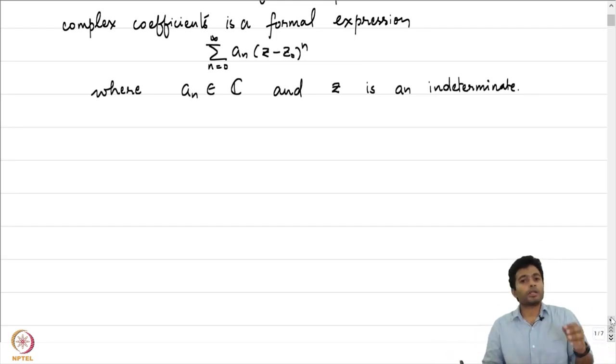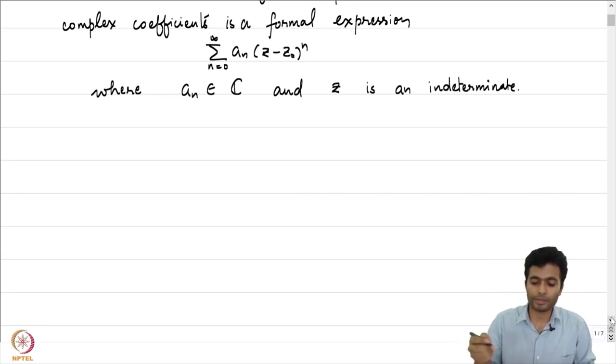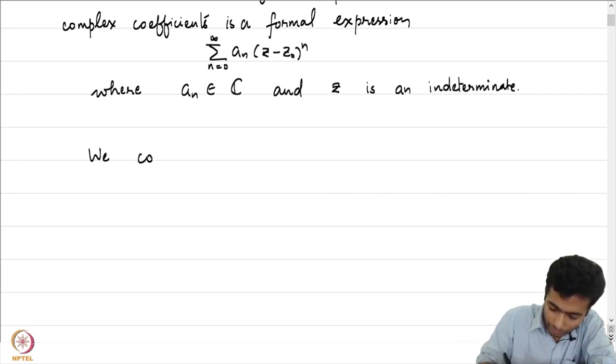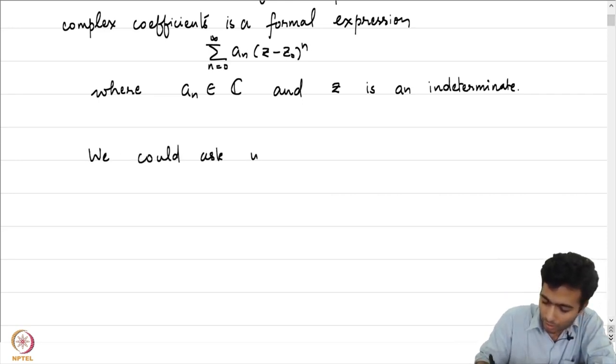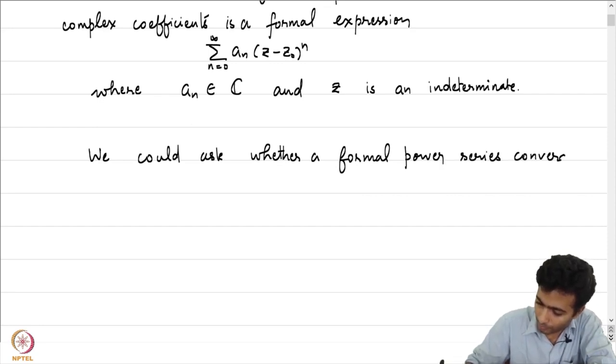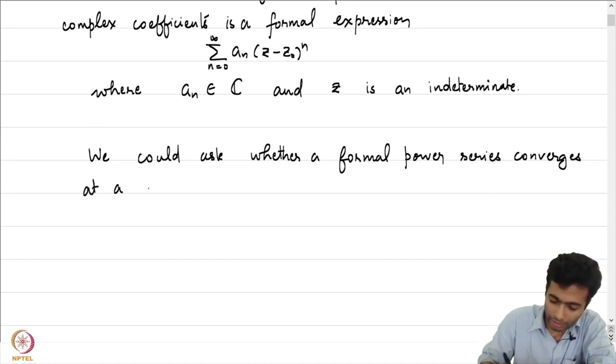We could ask about the convergence of this power series for a complex number z. For z in C, we could ask whether the series of complex numbers, summation a n (z minus z 0) to the power n, converges or not. So, we could ask whether a formal power series converges at a given complex number, a given point z in C.